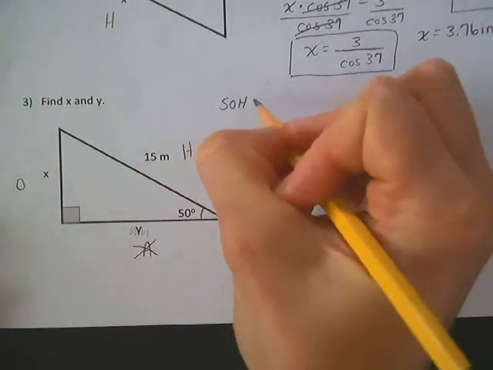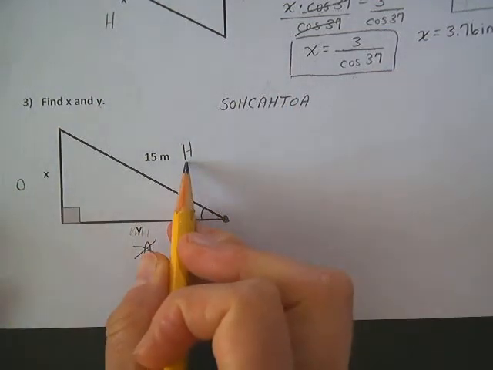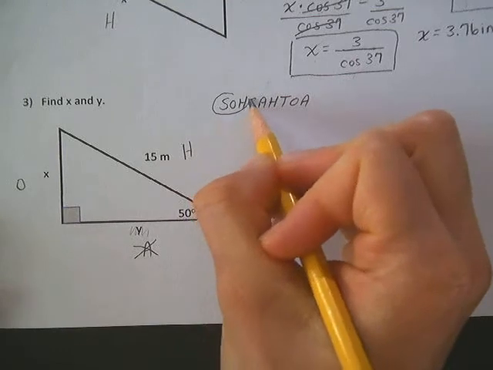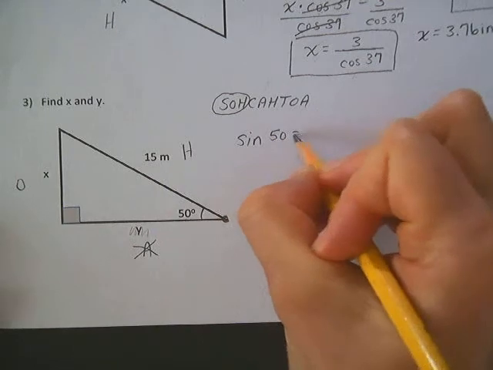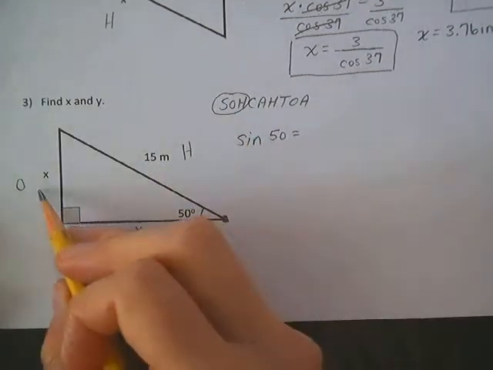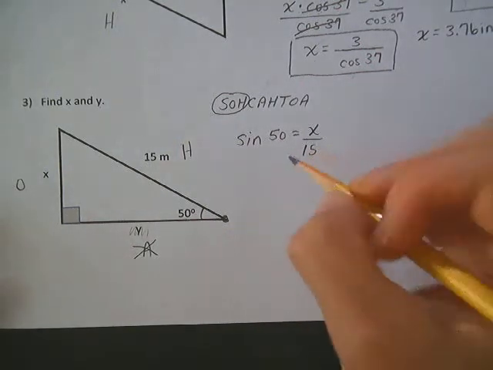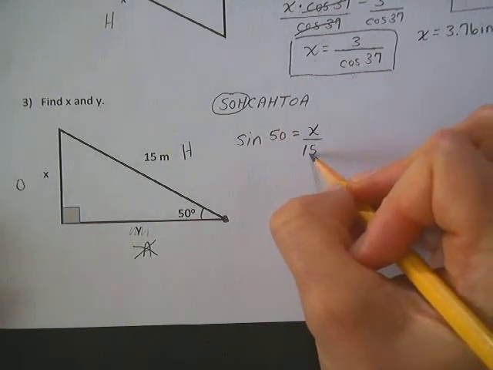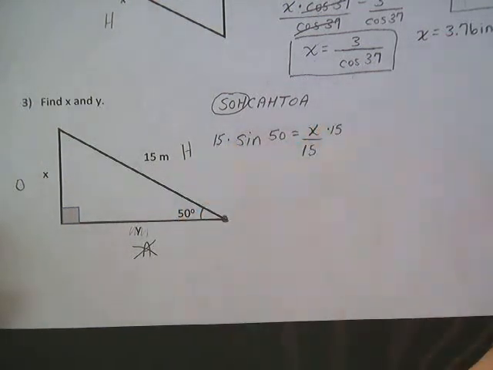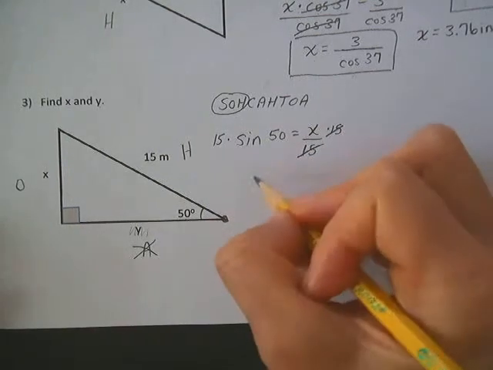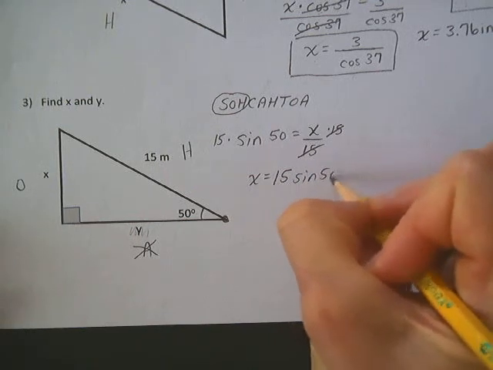So think about the SOHCAHTOA. Which one deals with both opposite and hypotenuse? That would be my sine. So it would be the sine of your angle, which is 50, equals opposite over hypotenuse. So it'd be x over 15. And then I solve. So I have the 15 on the bottom. So to get the x by itself, I have to multiply by 15 on both sides. All right, so when I multiply by 15, those go away. And x would equal whatever 15 times the sine of 50 is.